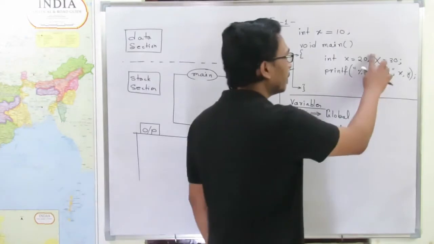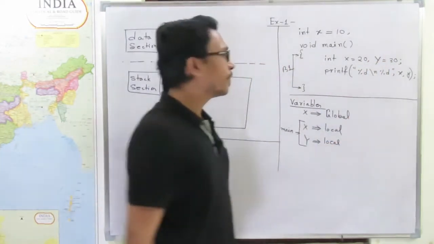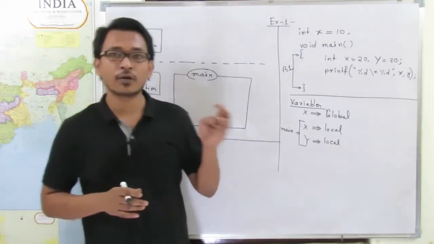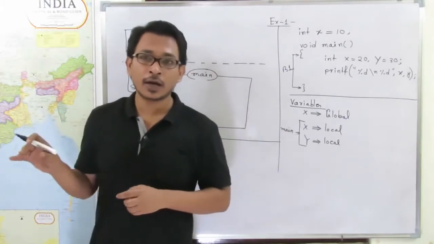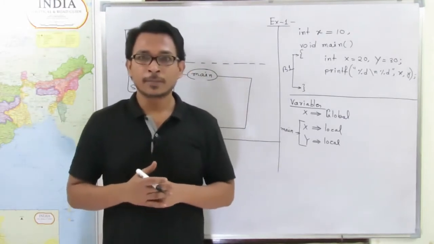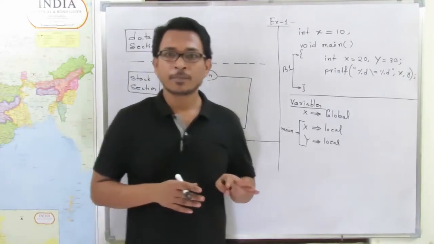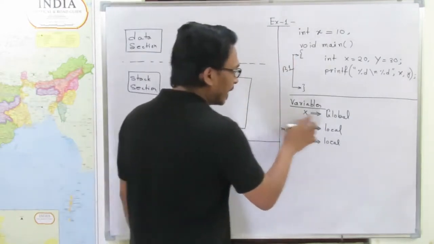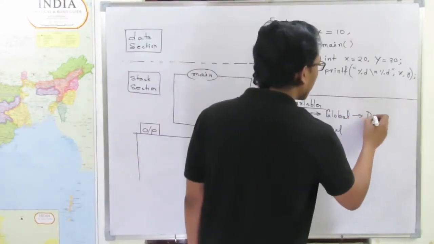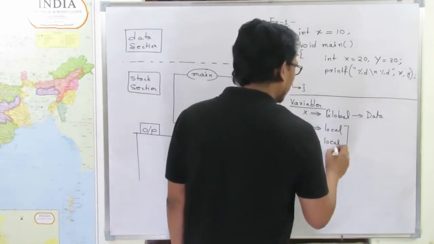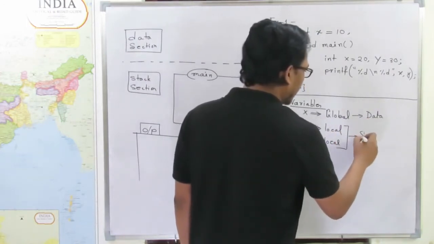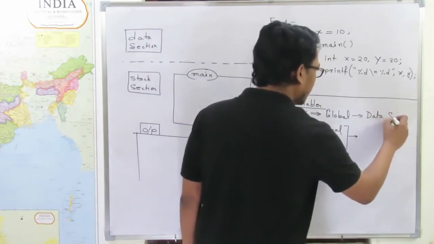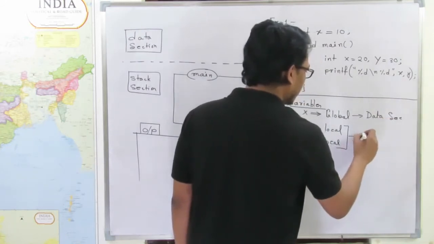But when we declare 2 or more variables with the same name in multiple blocks, or one variable is global and the other variable is local, at that time also we don't have any problem. The system will work with the program, clear? So for this global x, memory will be allocated from the data section, and for both of these local variables, memory will be allocated from the stack section. Here it is the data section and here it will be the stack section.